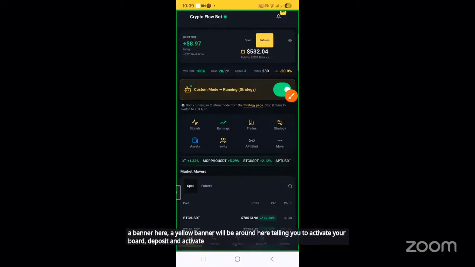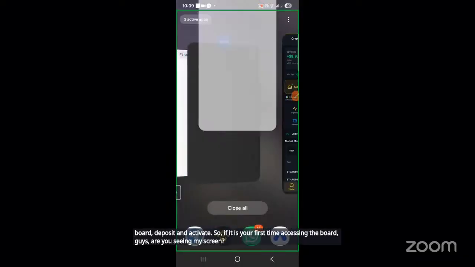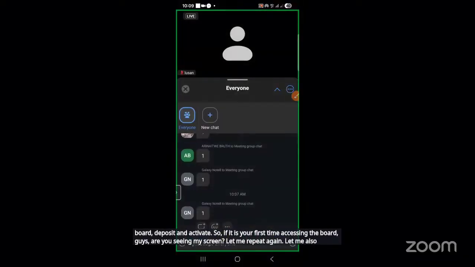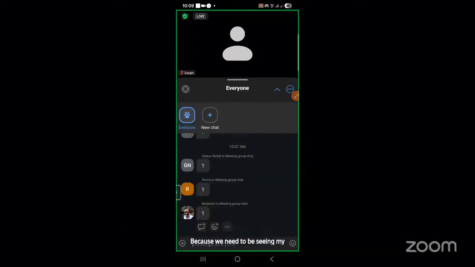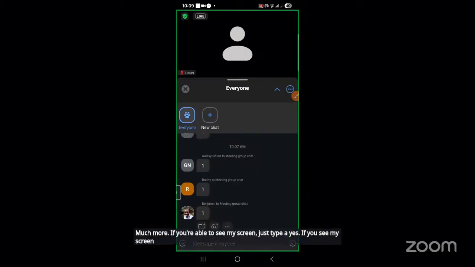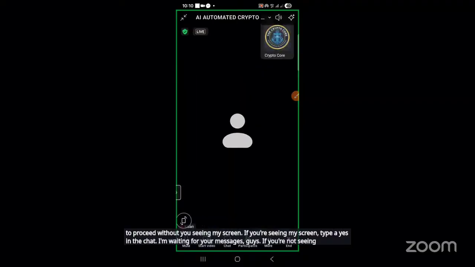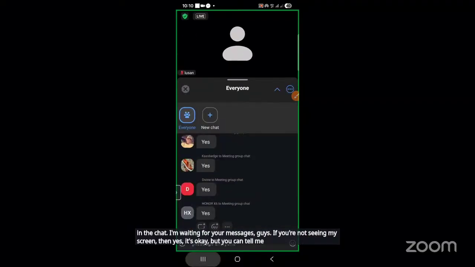So if it is your first time accessing the bot, guys, are you seeing my screen? Let me repeat again, let me verify again. Are you seeing my screen? If you're able to see my screen, just type a yes in the chat, for reconfirmation before I proceed, because it is not good for me to proceed without you seeing my screen. I'm waiting for your messages, guys. If you're not seeing my screen, that is okay, you can tell me to reshare. But if you're seeing it, okay, that's good.